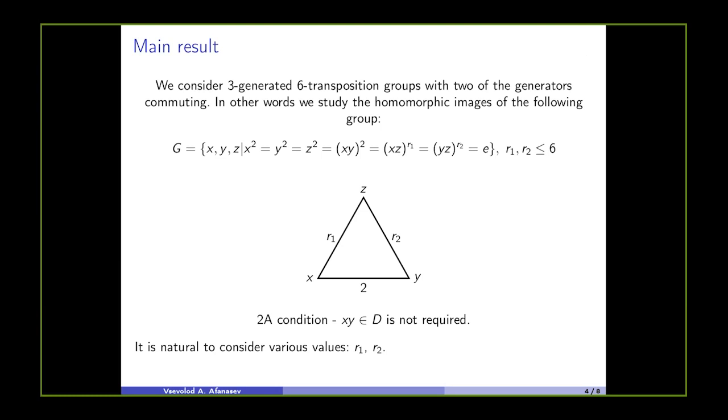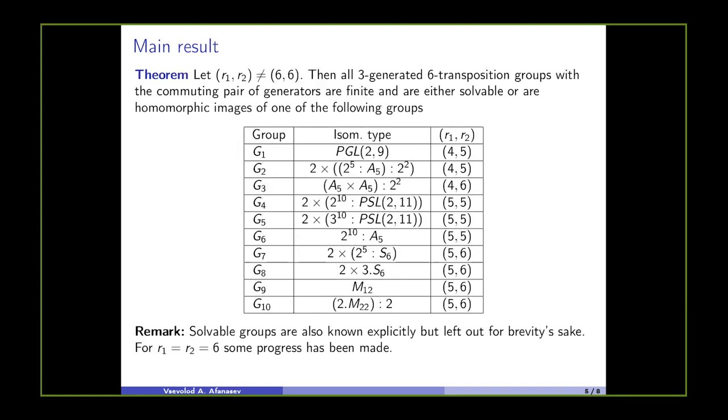And we do not require the 2A condition, which means that the product of X and Y needs to lie in the set D, because this restricts the situation quite a lot. And it is natural, if we wish to classify the groups which satisfy these properties, to consider various values for R1 and R2, and this is exactly what we were doing. So let me get to the main result.